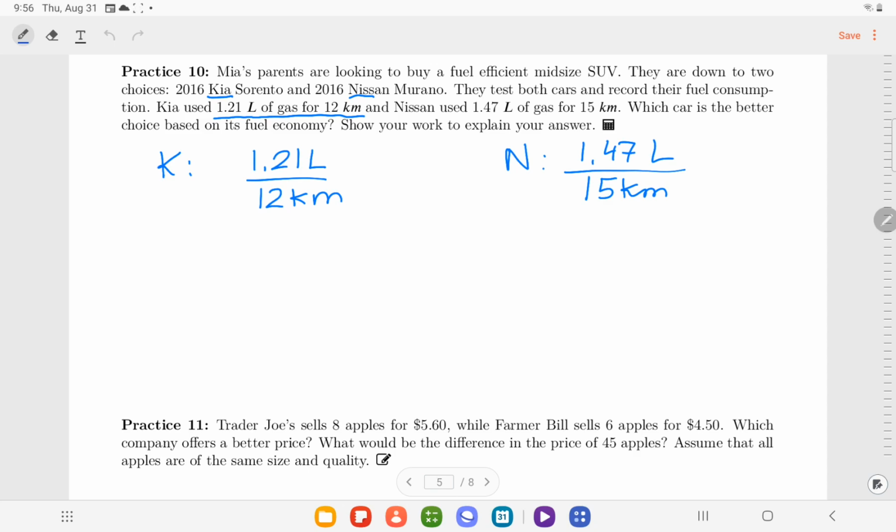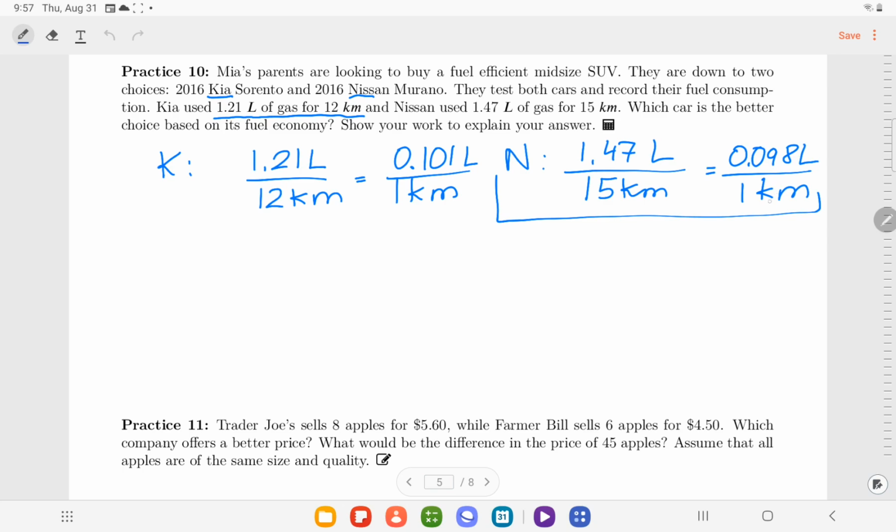Once again, since we are comparing, we want to find how many liters each car will use per 1 kilometer. So per 1 kilometer, 1.21 divided by 12 is 0.101 liters per 1 kilometer, and 1.47 divided by 15 is 0.098 liters per 1 kilometer. So we see that Nissan uses less gas per kilometer.